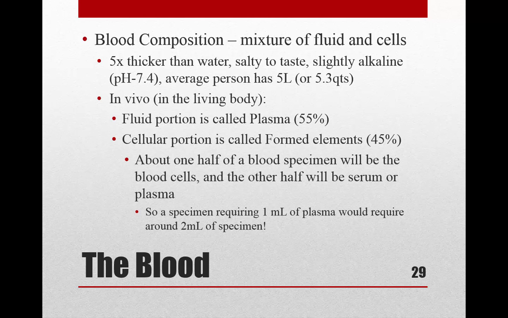And the cellular portion we call the formed elements. And that's our red blood cells, white blood cells, and that kind of thing. So when we look at the makeup of that, as you can see here, fluid is about 55% and the cellular portion is about 45%. We can say that a little over 1/2 of the blood specimen is going to be the serum or plasma once we spin it down, and the other half is going to be the formed elements.